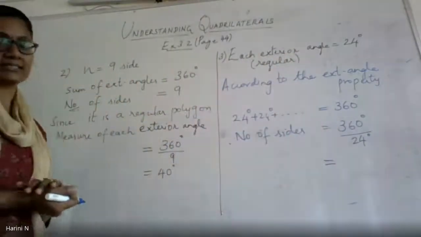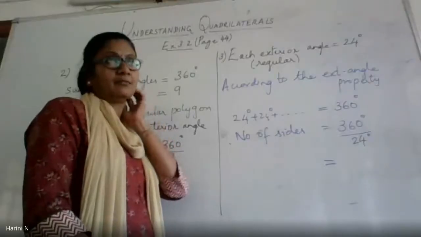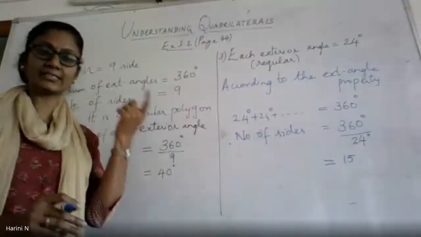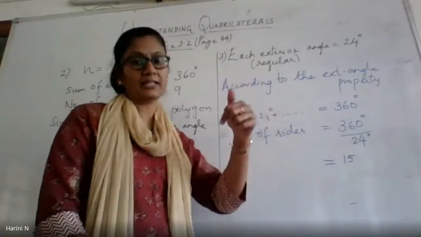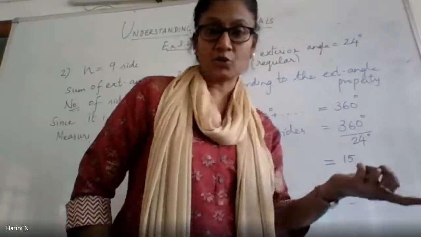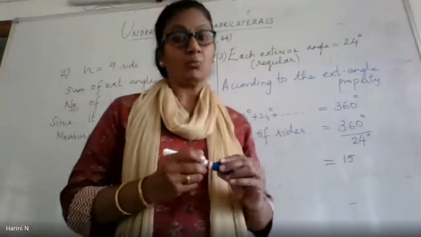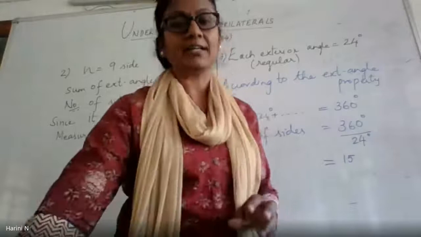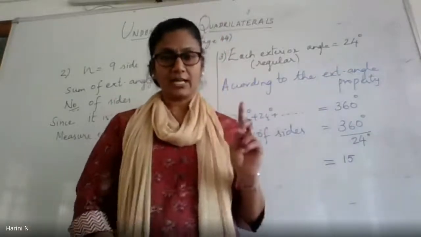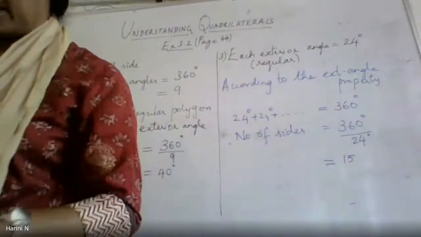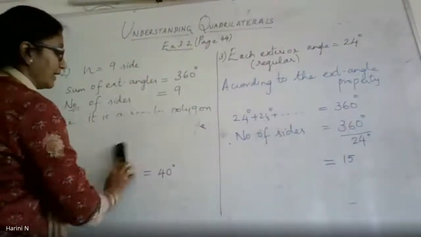Could you solve that? 360 divided by 24. Ma'am, 15. Are you getting 15? Yes, ma'am. Good. So the number of sides will be 15. Once you know the exterior angle for a regular polygon, you can find its sides. Or if the sides are known, you can find the individual exterior angle for the given regular polygon. Both ways are possible only when it is a regular polygon, because all angles and all sides are equal in regular polygons. So we'll take up one more problem and then move on to the different varieties of quadrilaterals next.